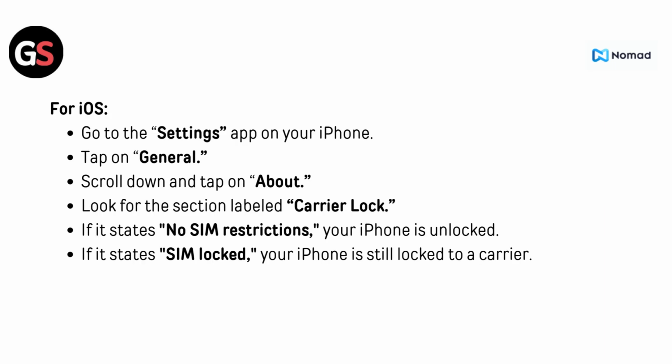For iOS, go to the Settings app on your phone, tap on General, scroll down and tap on About. Look for the section labeled Carrier Lock. If it states no SIM restrictions, your iPhone is unlocked. If it states SIM locked, your iPhone is still locked to a carrier.